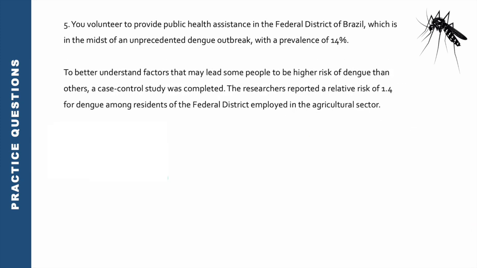To better understand factors that lead some people to be at higher risk of dengue than others, a case control study was completed. The researchers reported a relative risk of 1.4 for dengue among residents of the federal district employed in the agricultural sector. What's wrong with this?